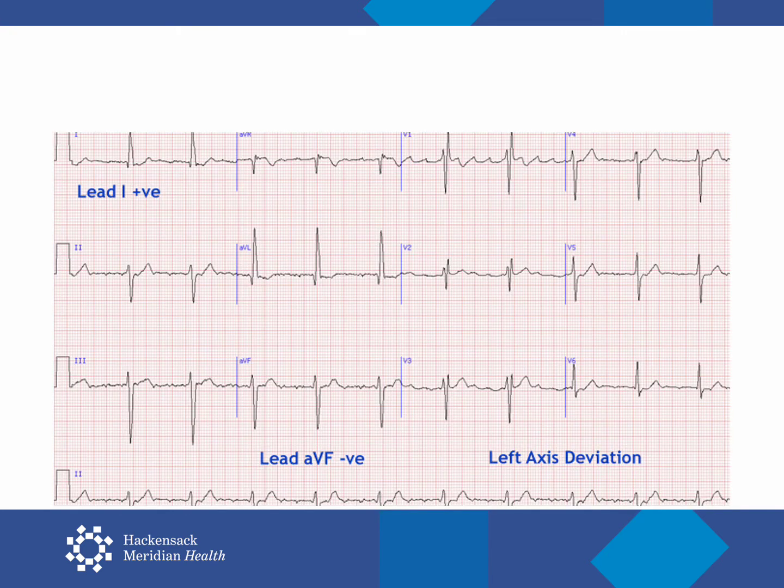This cardiogram shows left axis deviation. The deflections are positive in the left lateral leads and negative in the inferior leads. There is another finding as well, which we will discuss shortly.